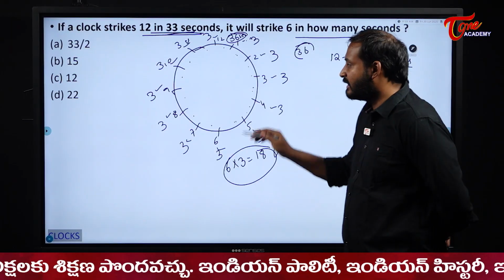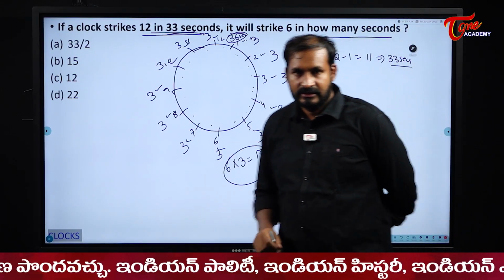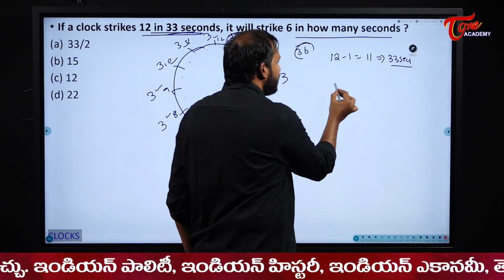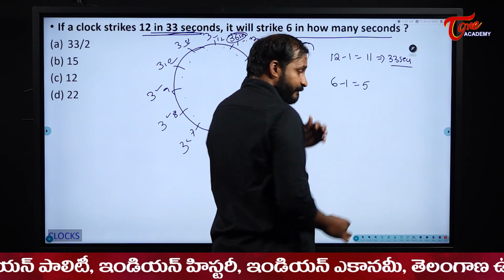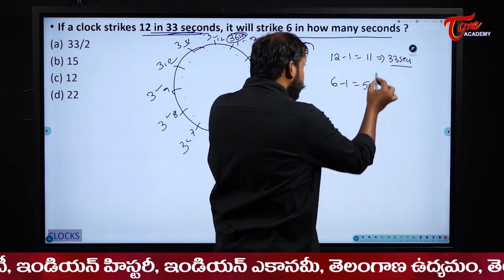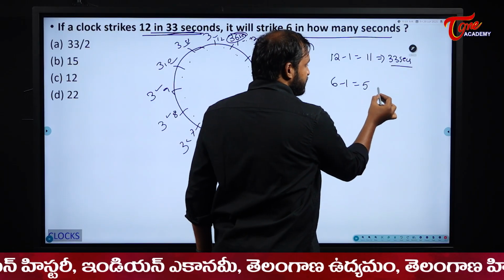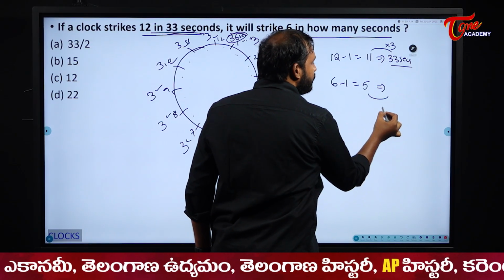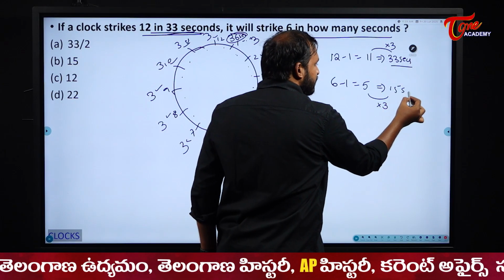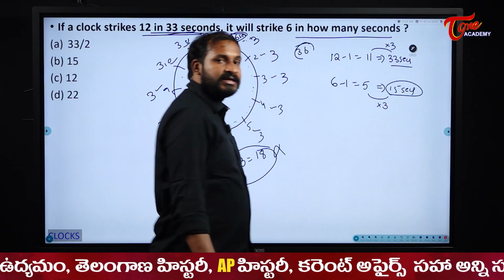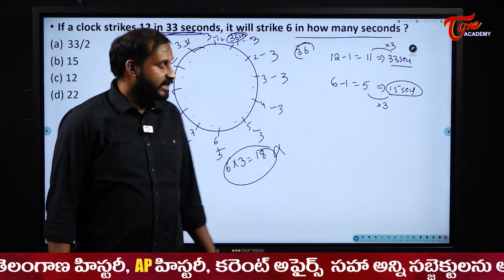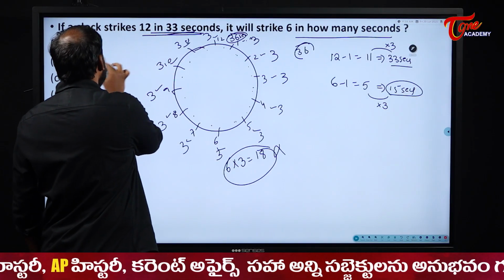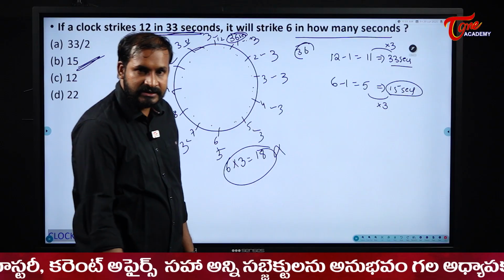Now similarly, to strike for 6, 6 minus 1, that is 5. So, 1 gap takes what time? 33 divided by 11, that is 3 seconds. So, 5 gaps means 5 into 3. It will take 15 seconds to strike 6. Please be careful. This is one of the important cases.